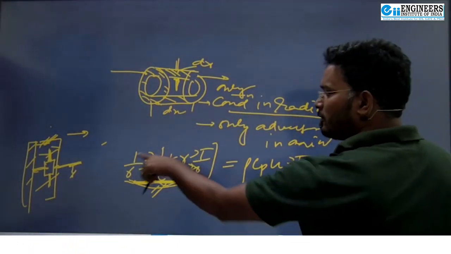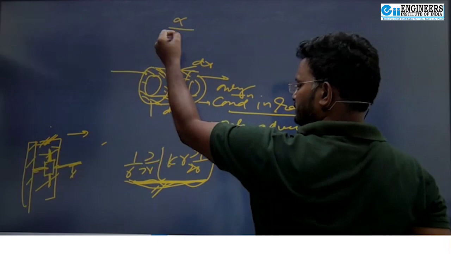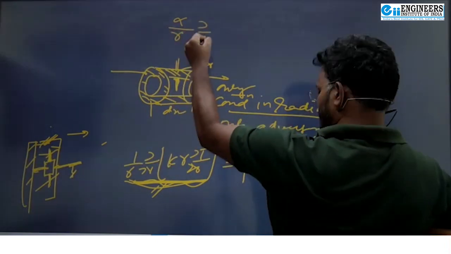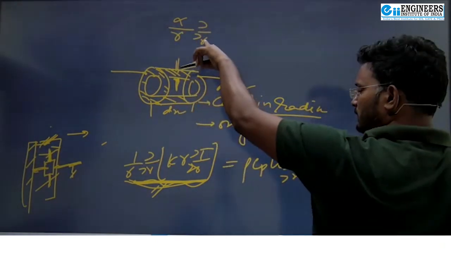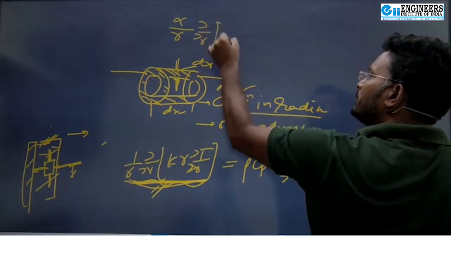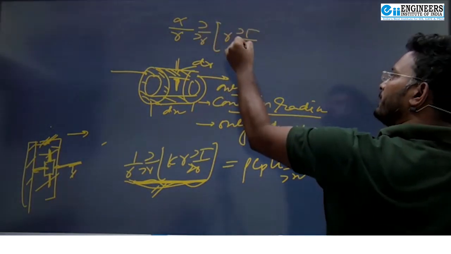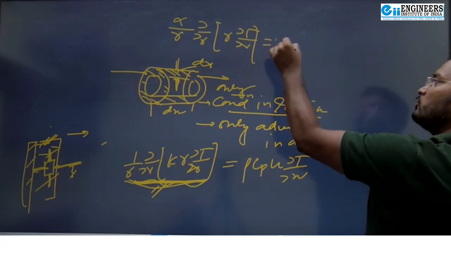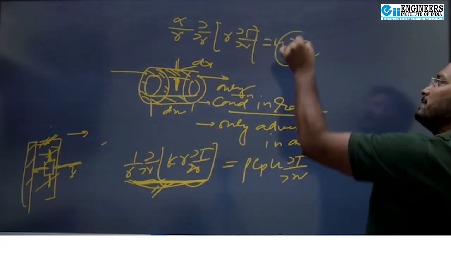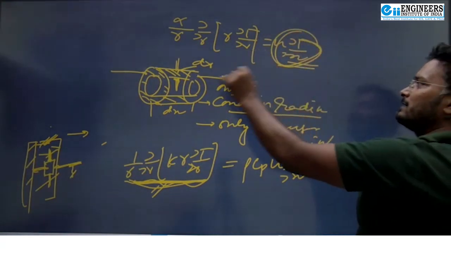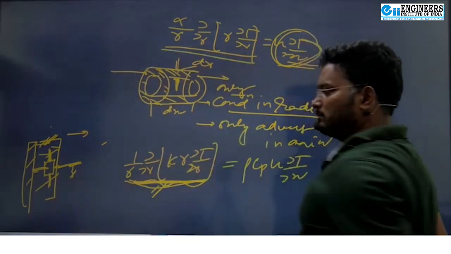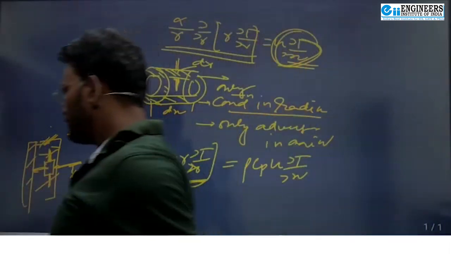Now if K is constant, then we will get alpha by R, del by del R, R del T by del R is equal to U into del T upon del X. This indicates net energy transfer by advection. This indicates net energy transfer by conduction. Is this clear? You can open the notes and check it.